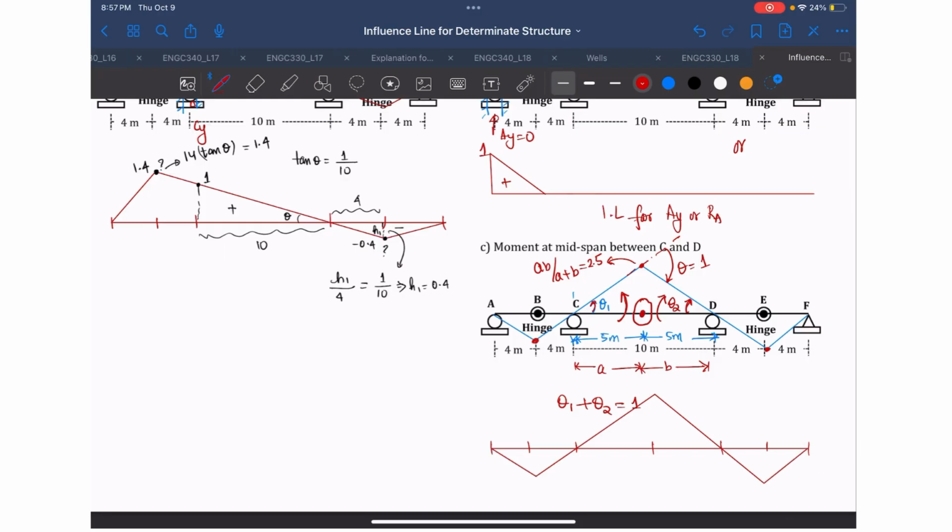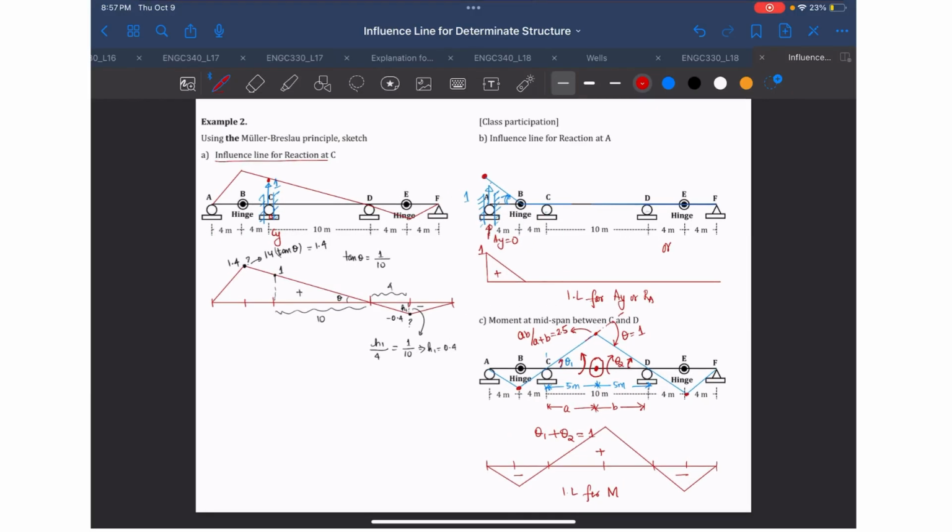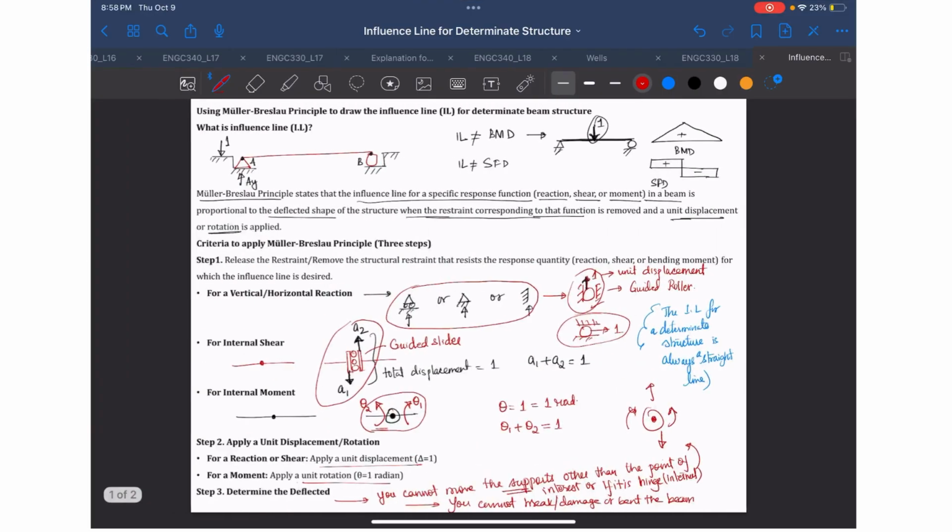Anything below will be negative and anything above will be positive. So this will be the IL for your moment. That's how we applied the Müller-Breslau principle to construct an influence line for a determinate structure. I hope it is clear how to draw the influence line for any beam. Now you can apply this to any beam structure, as long as it's determinate, using this criteria.